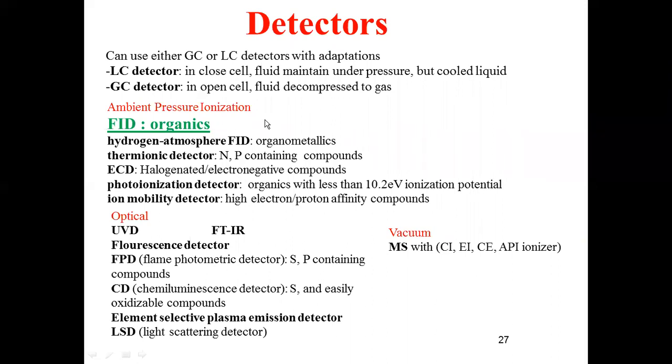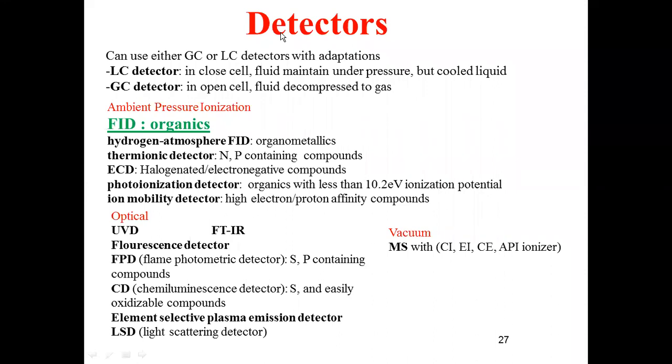I have already explained the principle of flame ionization detectors in gas chromatography. And with a hydrogen atmosphere, the flame ionization detector will be used for the separation of organometallic compounds. The thermionic detector will be used for nitrogen and phosphorus containing compounds. The electron capture detector will be used for halogenated compounds, because they contain more electronegative groups. As a result of the presence of the more electronegative groups in these halogenated compounds, the electron availability will become very simple, and these electrons are going to be captured by the detector very easily.